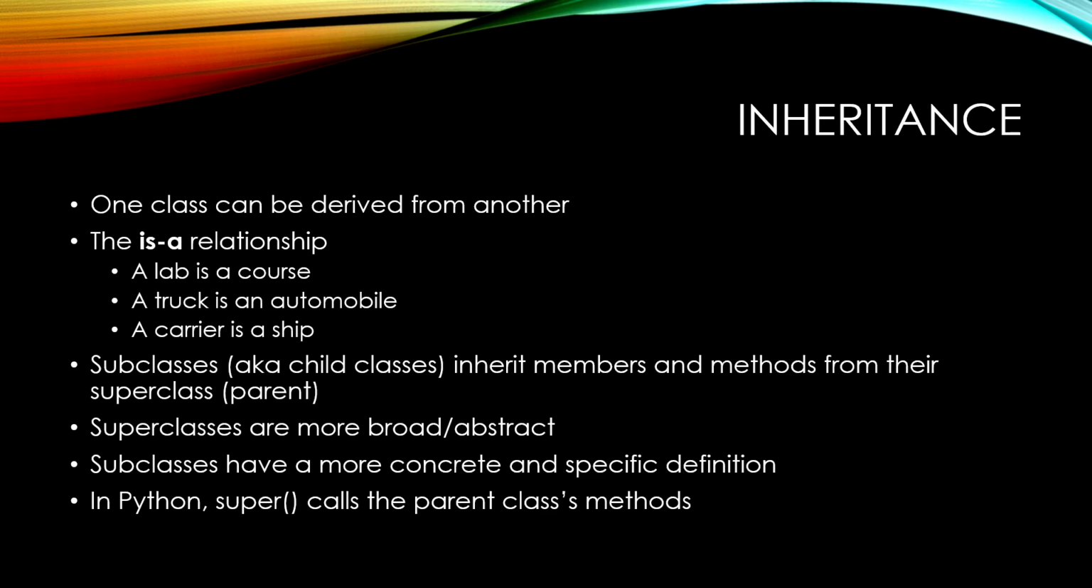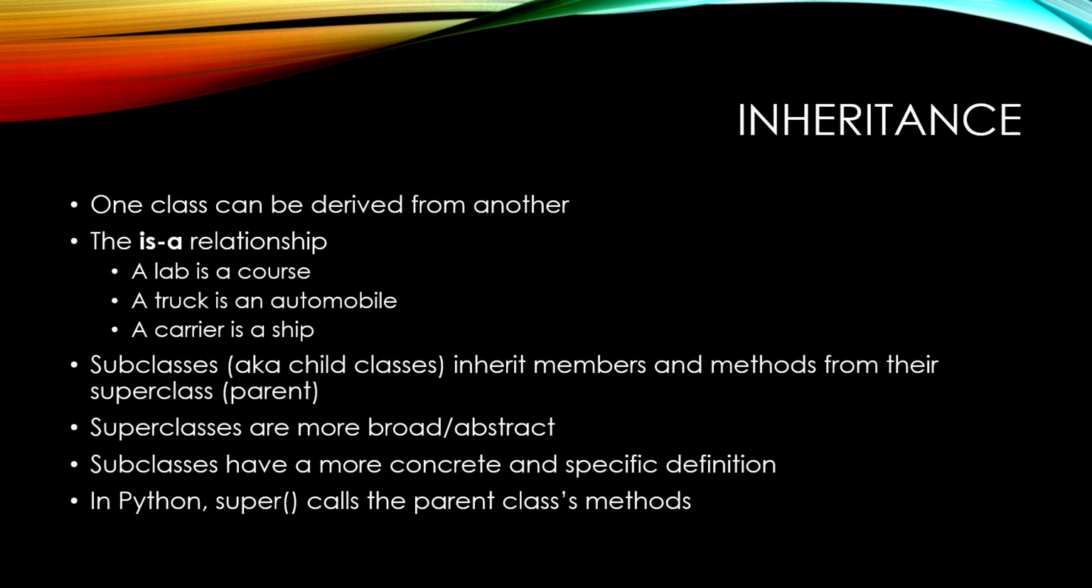This time around, we're going to be talking about inheritance, and this is how we take one class and we derive a new one from it. This creates what we call the is-a relationship, in the sense that a lab is a course, a truck is an automobile, a carrier is a ship. So we're taking a more generalized class and we're creating something that is more specific.